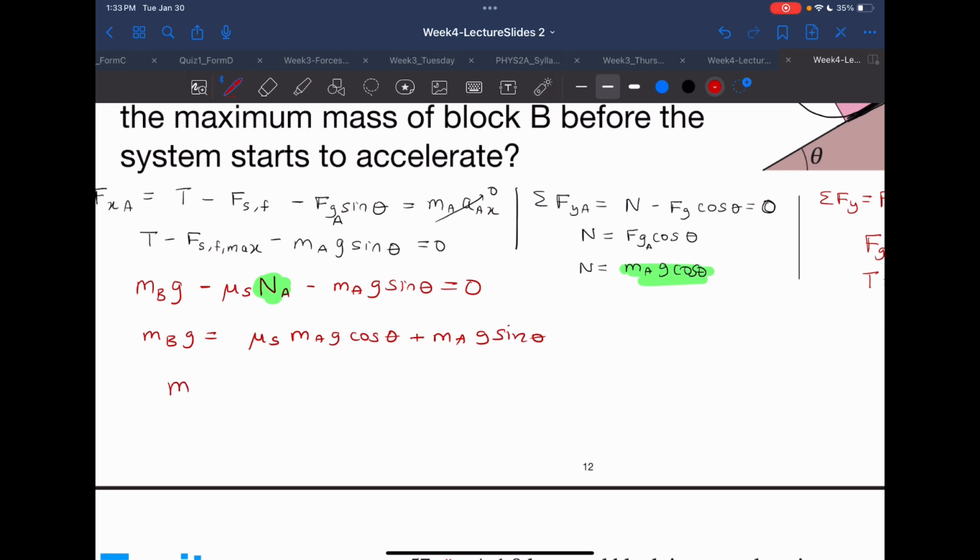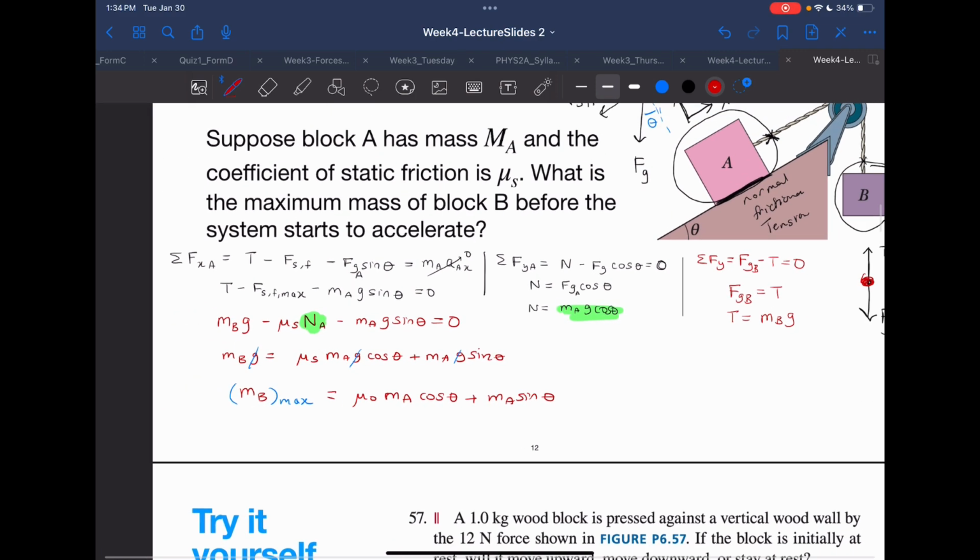So finally, for the mass of block B, I need to divide both sides by a factor of g, and what you'll see is that the g actually cancels out from each and every one of these terms. So the maximum that mass of block B can be is mu sub s times mA cosine of theta plus mA sine theta. And overall, we should make sure that this makes sense physically. So let's take different limits.